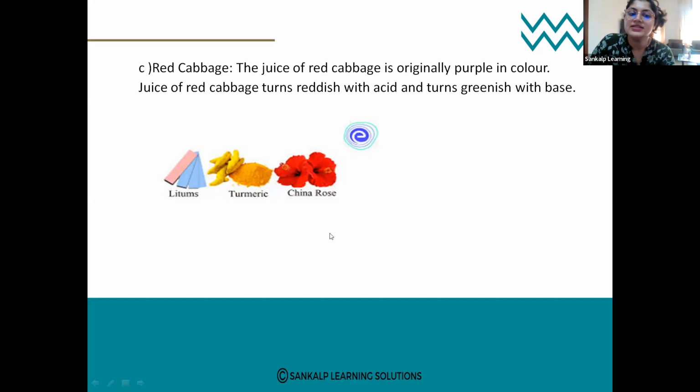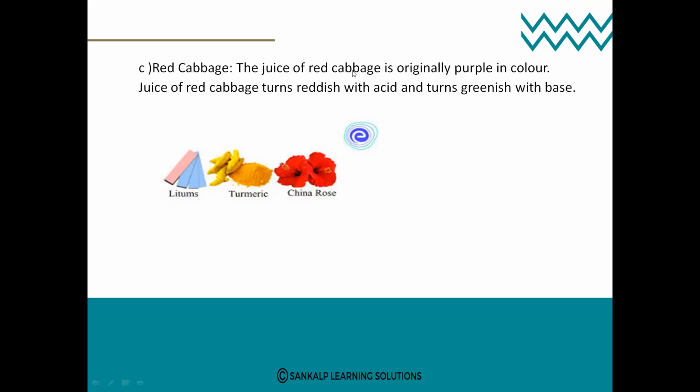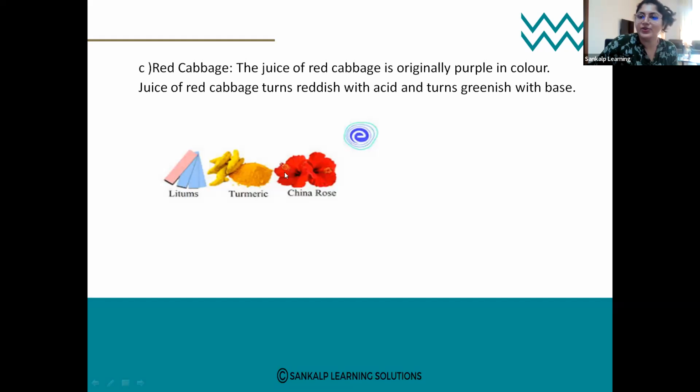So the indicator turns dark pink, like magenta pink, in an acid. If from light pink it turns into dark pink, that is magenta color, then you can say that the given solution or substance is acid in nature. So whenever you have a China rose petal, from light pink it turns into magenta color with acid, and with base, it turns into green.